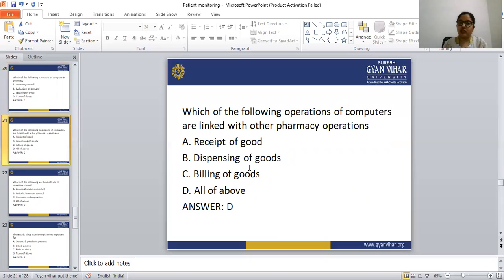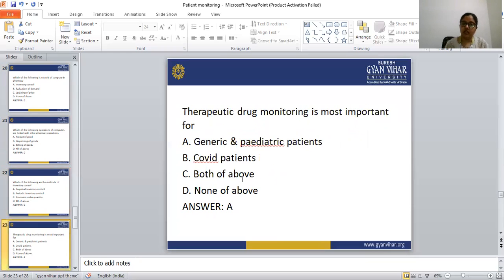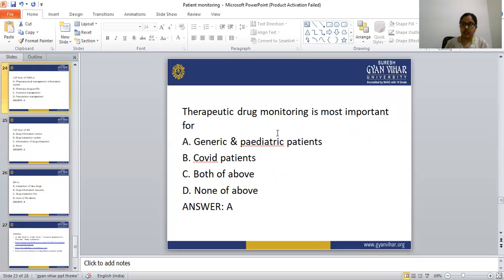Which of the following operations of the computers are linked with other pharmacy operations? Receipt of the goods, dispensing of the goods, billing of the goods, all of the above. The correct answer is all of the above. Which of the following are the methods of inventory control? Perpetual inventory control, periodic inventory control, economic order quantity. The correct answer is all of the above. Next, therapeutic drug monitoring is most important for geriatric and the pediatric patient. Correct answer is geriatric and the pediatric patient.